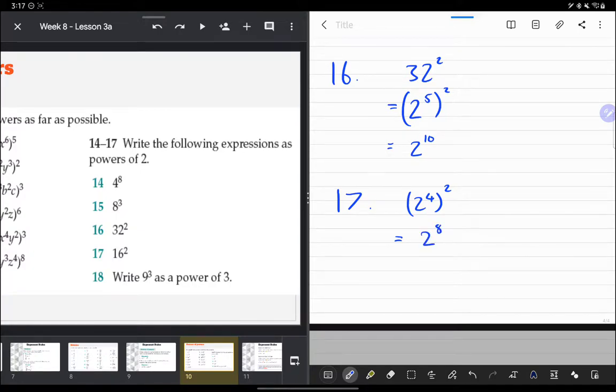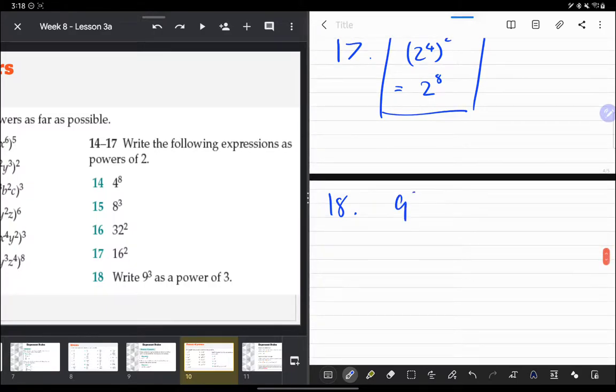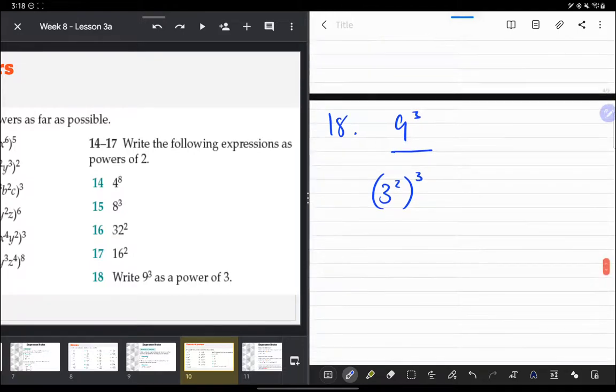Boom. See, I'm writing less and less now because I'm explaining less. Write 9 to the power of 3 as a power of 3. So again, we do the same thing, but just not with a 2. So I can write 9 as 3 squared. So that's that, which then I can expand those brackets, which becomes 2 times 3, which is 3 to the power of 6. Boom. There you go.